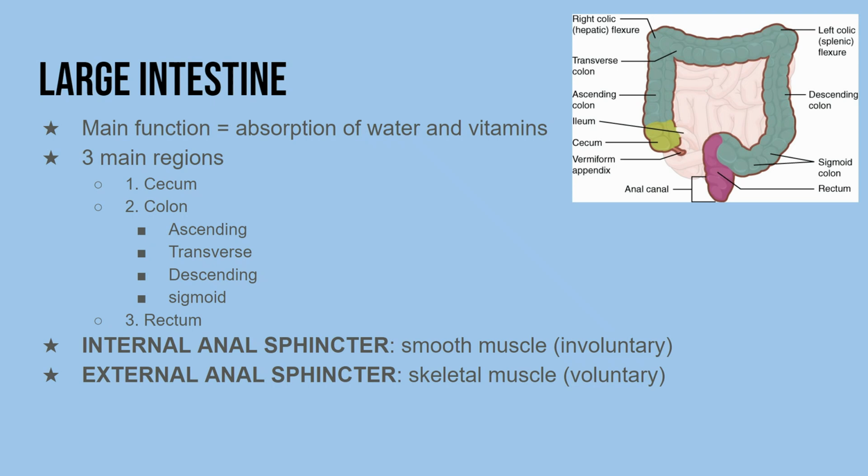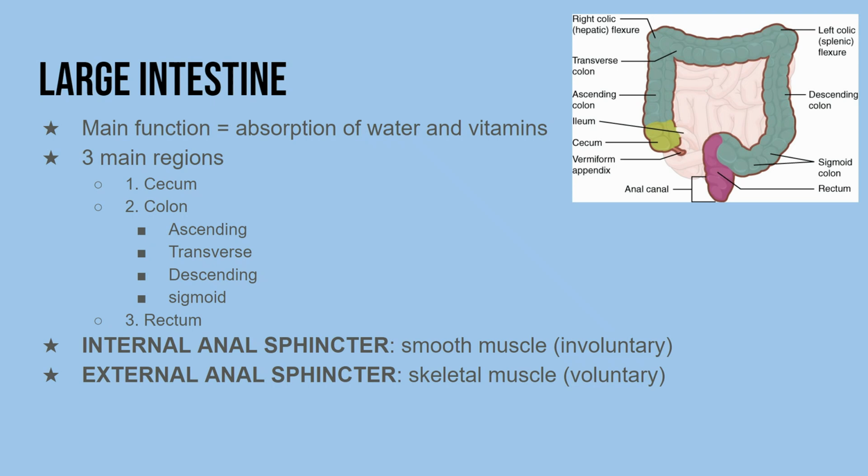And lastly, the large intestine. The main function here is to absorb water and vitamins. There are 3 main regions: the cecum, colon, and rectum. Within the colon, there are the ascending, transverse, descending, and sigmoid regions. And then there are 2 anal sphincters: the internal anal sphincter, which is involuntary, like we talked about before, and the external one, which is voluntary.